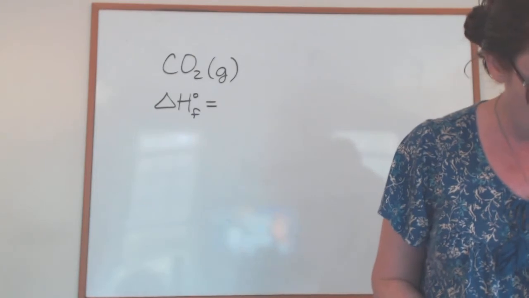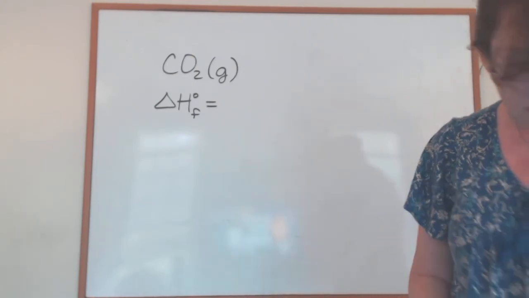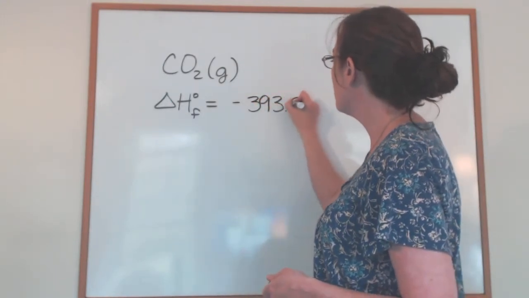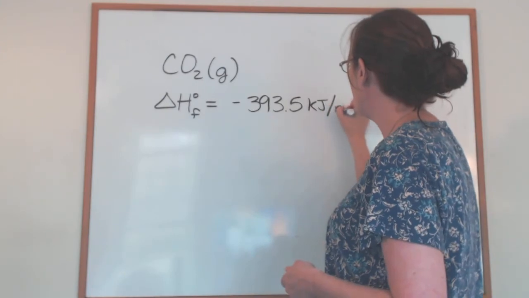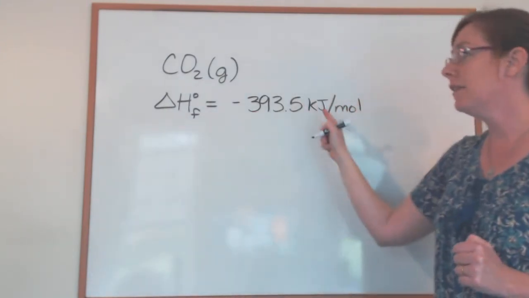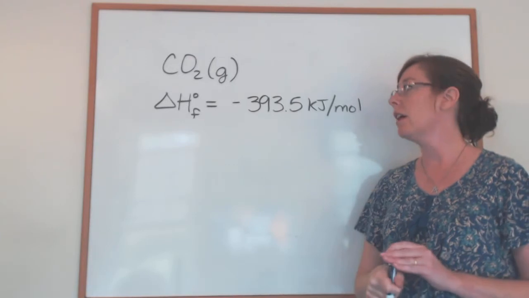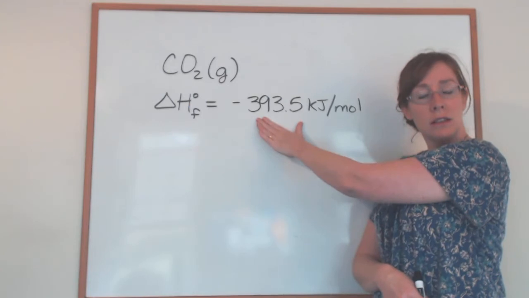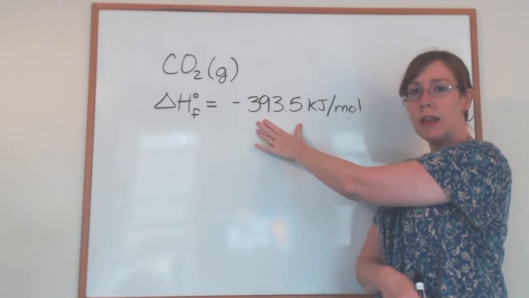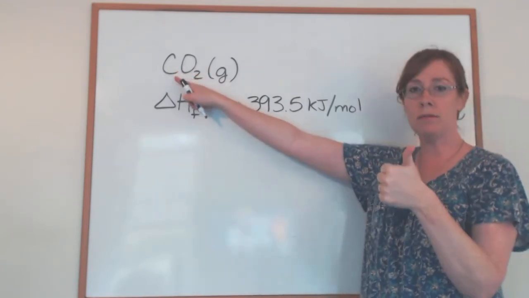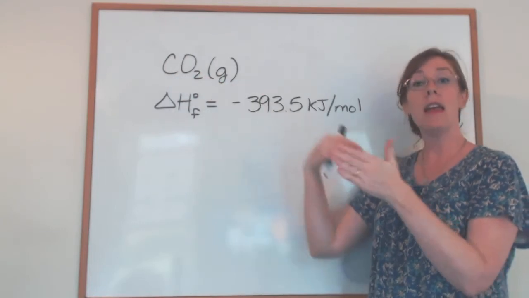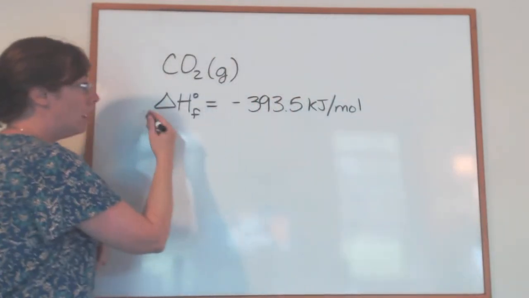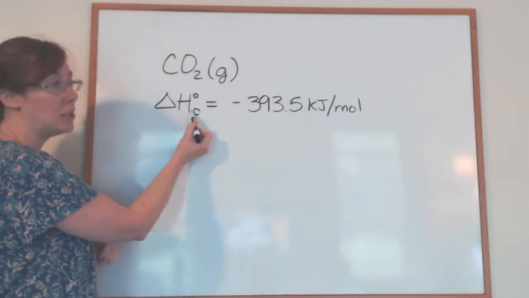It's negative 393.5 kilojoules per mole. Let's make sure we understand the significance of this number, because you really do have to try to understand it so it makes some sense to you. This is the amount of heat associated with the formation of CO2 gas from its elements, carbon and oxygen, in their standard states.